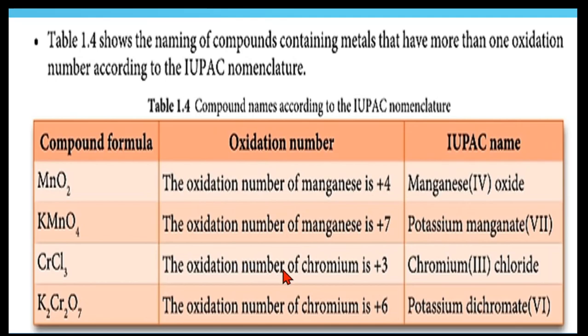So here the oxidation number of chromium here is positive 3. So kita panggil dia chromium 3 chloride. K2Cr2O7. The oxidation number of chromium here is positive 6. So kita panggil potassium dichromate 6. Okay, so penamaan dia adalah refer to dia punya oxidation number.